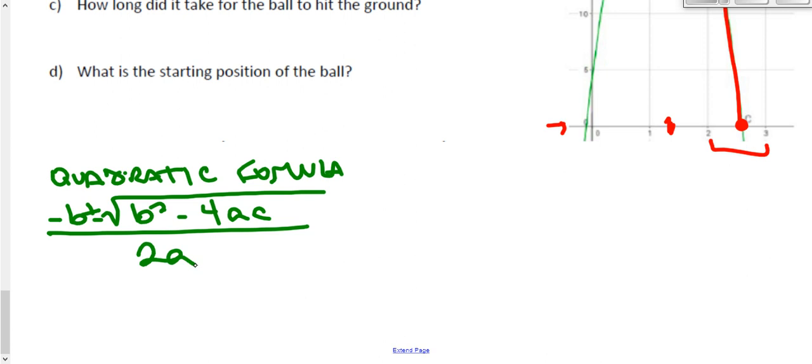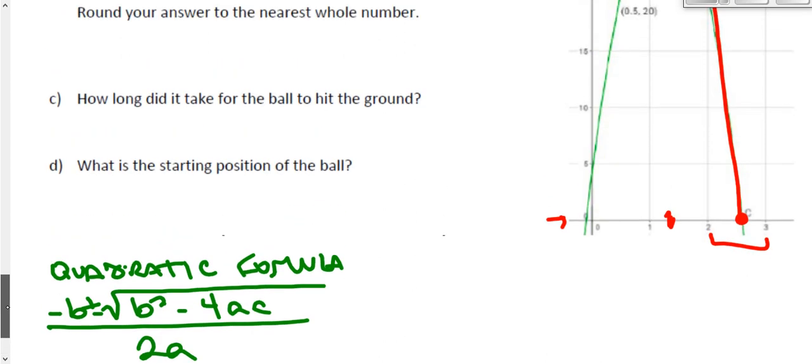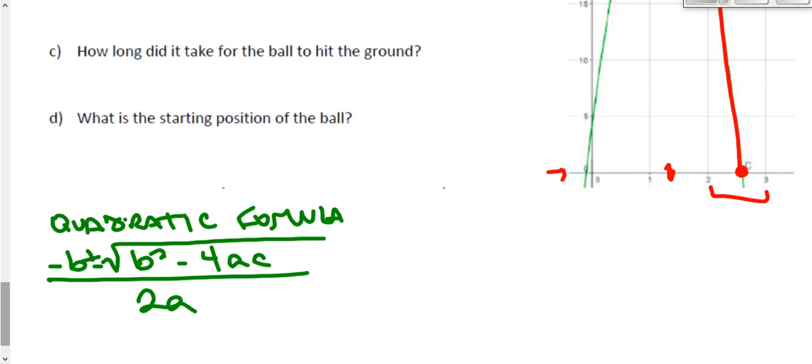And I'm going to fill in all of those values using the equation that was given to us. Now you can see the equation in front of you. This is going to solve for our x values, and we're looking for the x value that's between 2 and 3. So let's go ahead and fill in the values here.